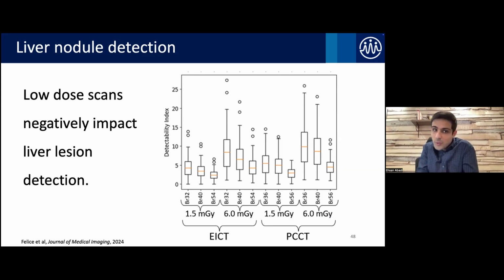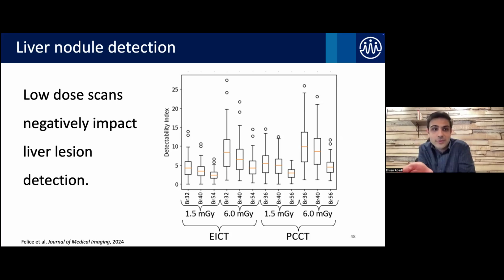Here on the y-axis, I'm showing a detectability index. It's a quantitative metric which shows the likelihood of a lesion being detected. So the higher the detectability, it means that image has a higher chance of the lesions being detected by a radiologist. And the x-axis is different conditions: different dose levels, photon counting versus energy integrating, and different kernels. With this, we are able to identify the conditions in which the detectability index would be higher.